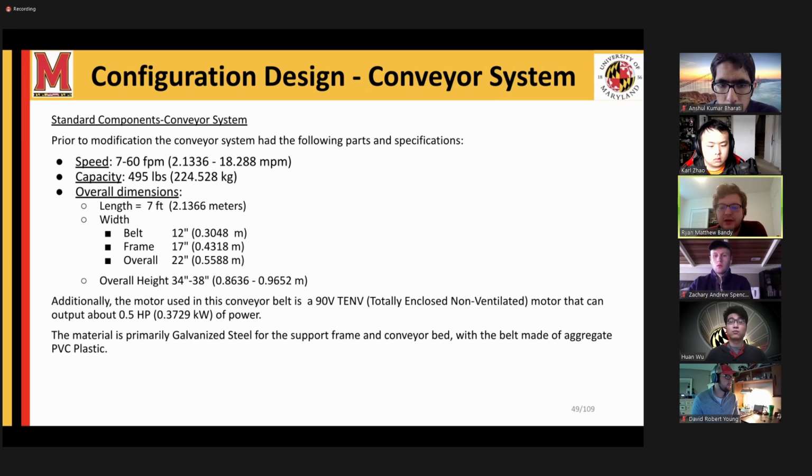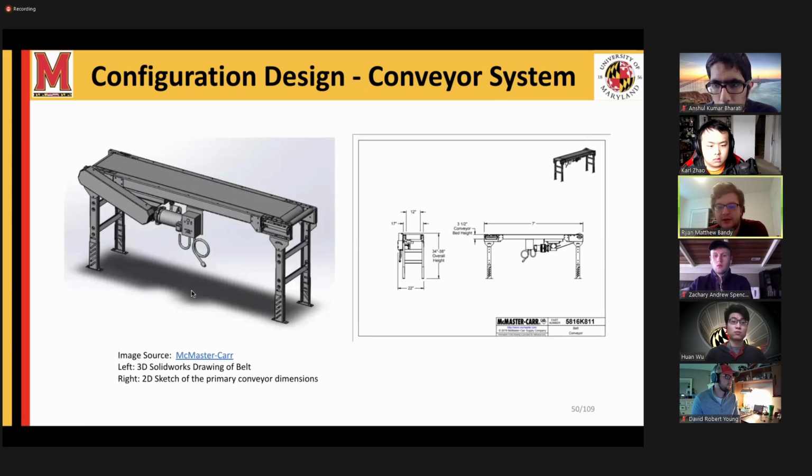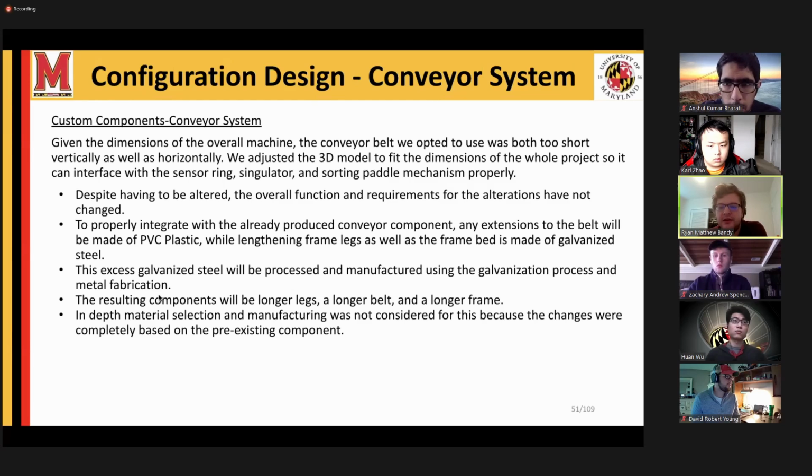The material is primarily galvanized steel for the support frame and conveyor bed, with the belt being made of aggregate PVC plastic. These are the graphics of the conveyor belt prior to being adjusted, a 3D CAD model and its respective drawing. It is important to note that given the dimensions of the overall machine, the conveyor belt we opted to use was both too short vertically as well as horizontally.